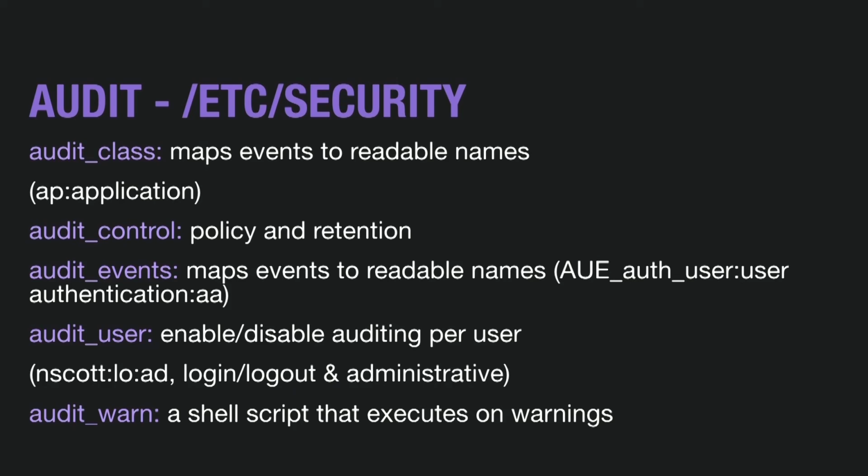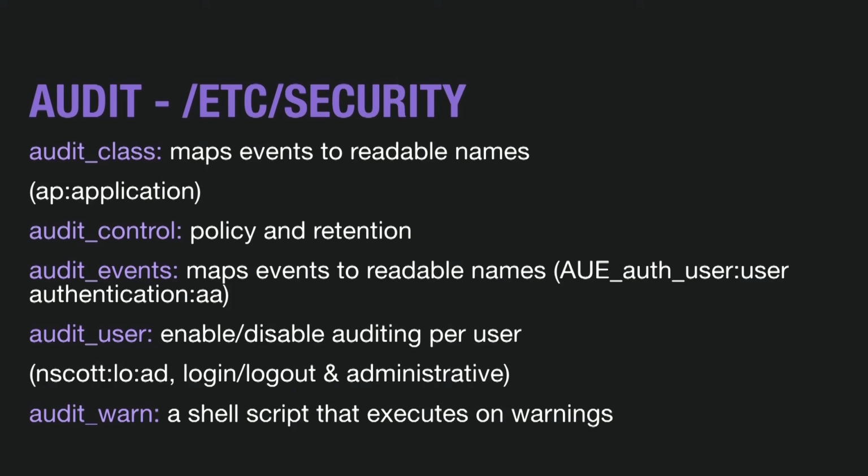Audit user, there should be a listing in audit user for every user on the machine. Doesn't matter if you're local, mobile, network account. In my file, it's got Nic Scott for my user account, and then it's tracking LO and AD. That's all that's in there. Those are just the abbreviations for login, logouts, and administrative events. So anything I do on my machine under those events is logged. You can go in and customize that to capture more data if you need to, but that's the default.